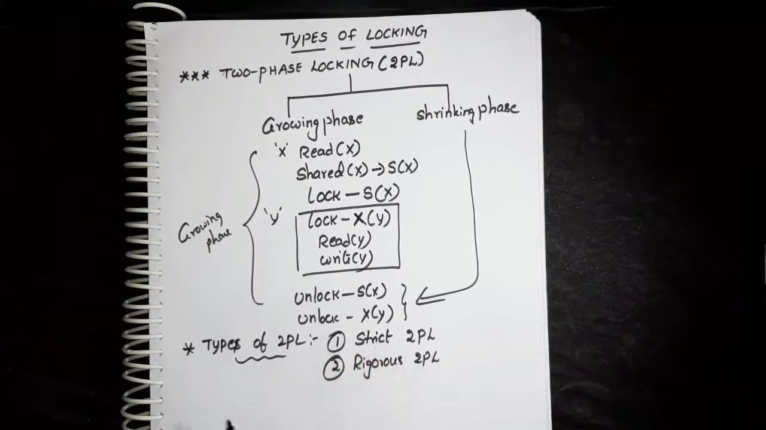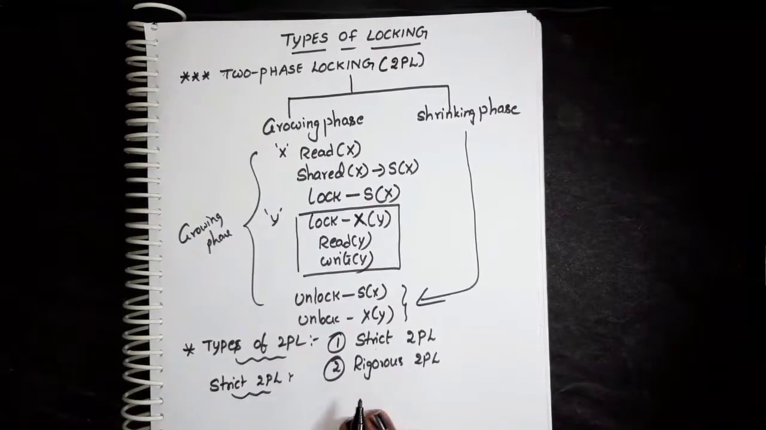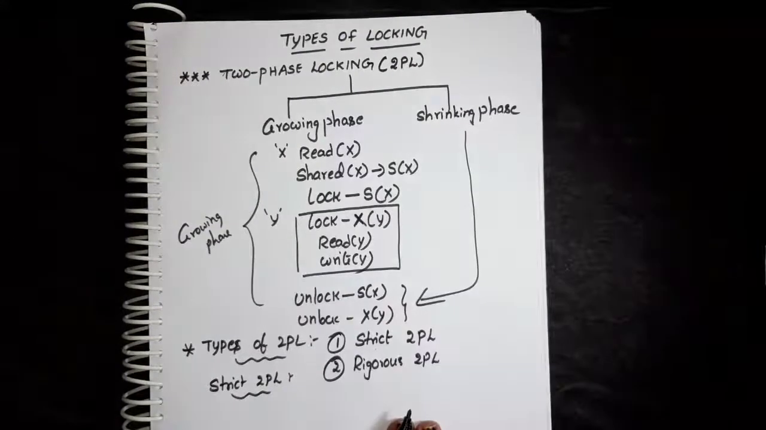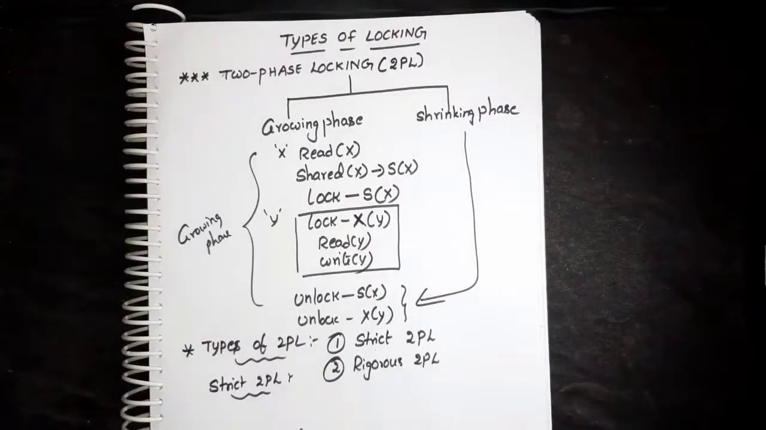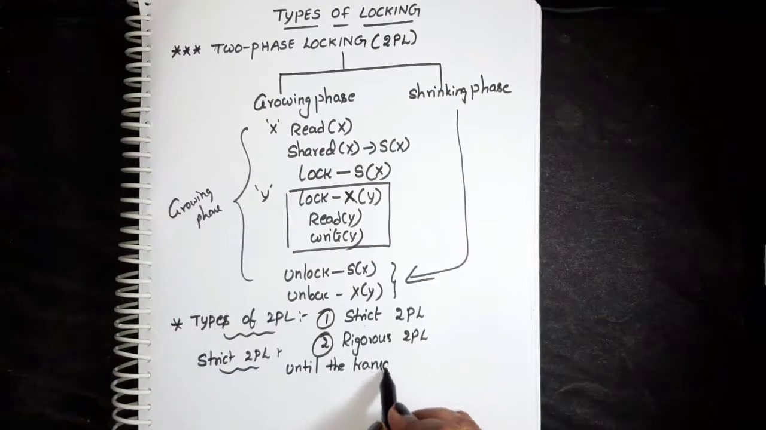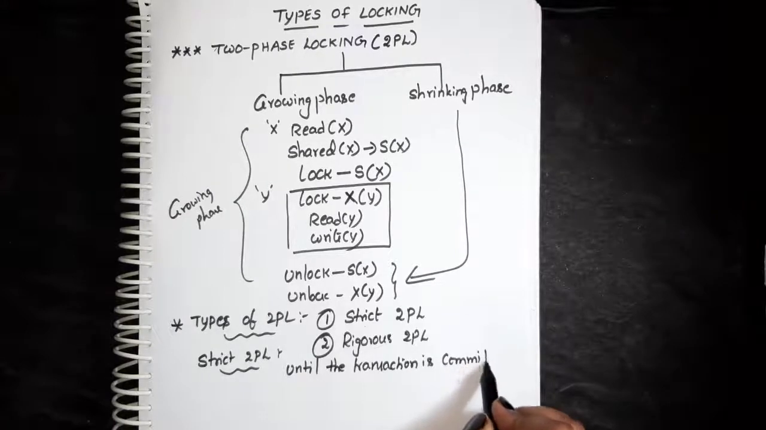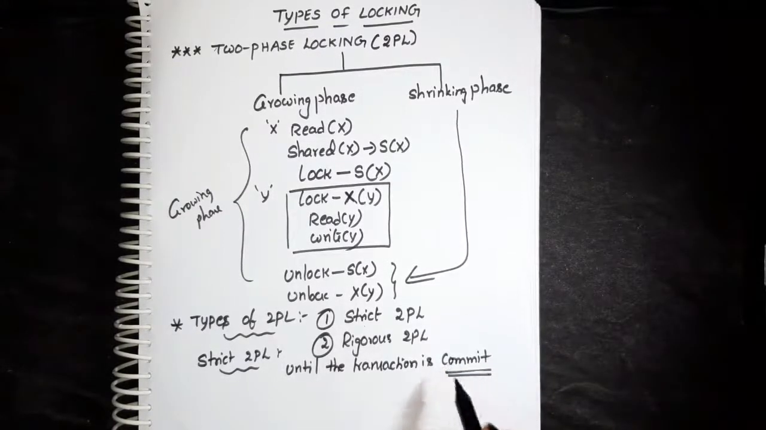So, strict two-phase locking: what is strict two-phase locking? In strict two-phase locking, you impose a rule that you can place locks continuously on all the transactions on different types of data items, and you cannot release the locks until the transaction is perfectly committed. This procedure continues until the transaction is committed.